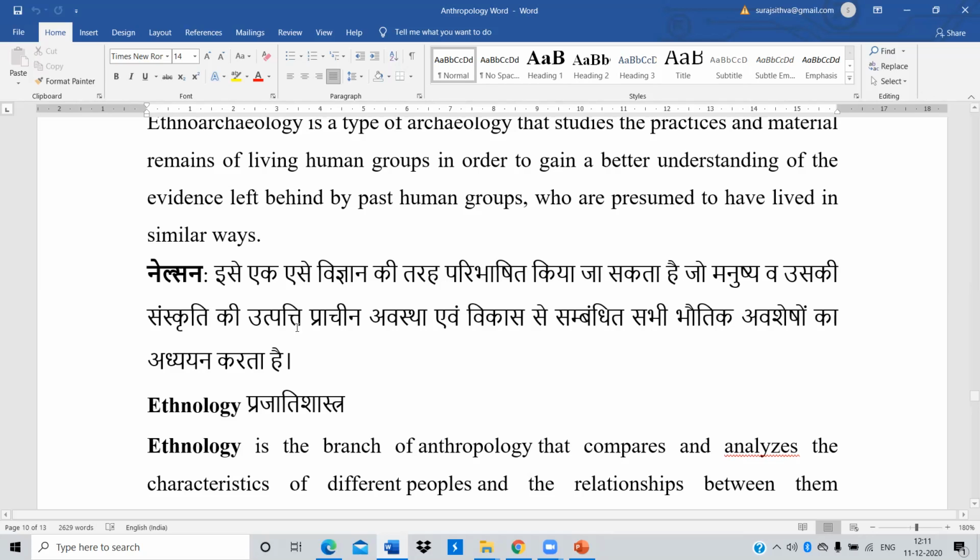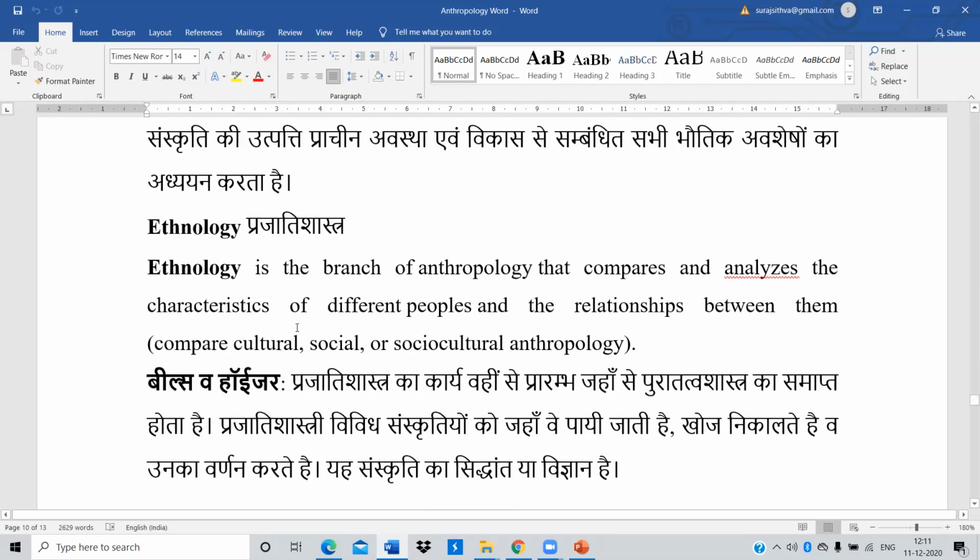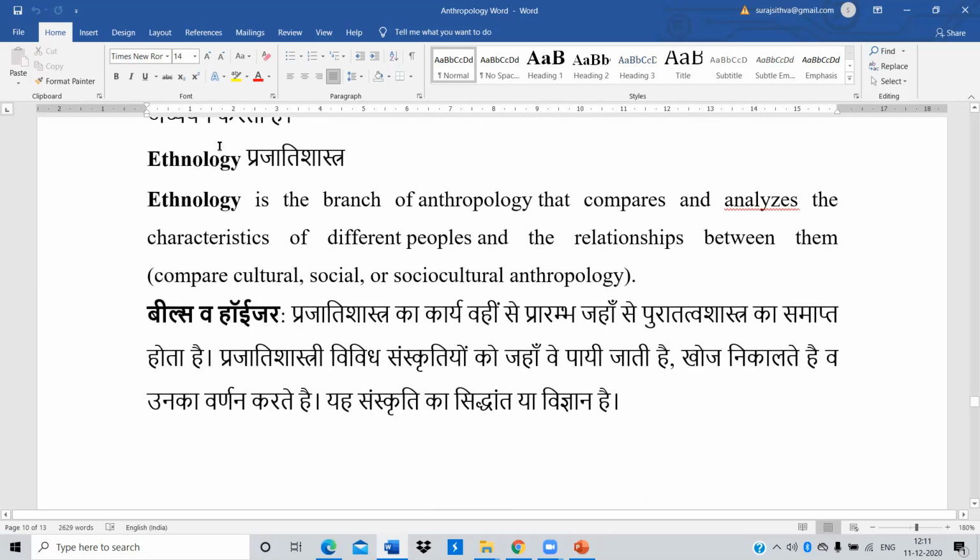In the same cultural anthropology, we also have a branch, ethnology. Ethnology is the branch of anthropology that compares and analyzes the characteristics of different peoples and the relationships between them. It means comparison between culture, society, or socio-cultural anthropology.